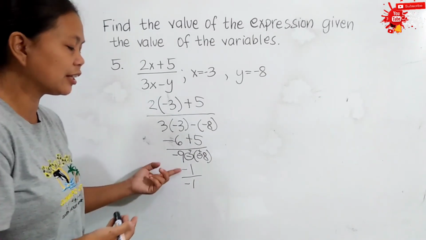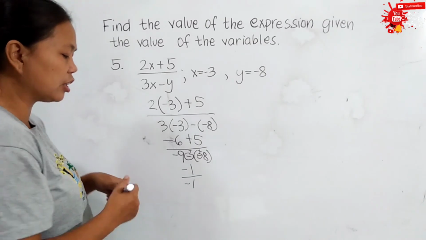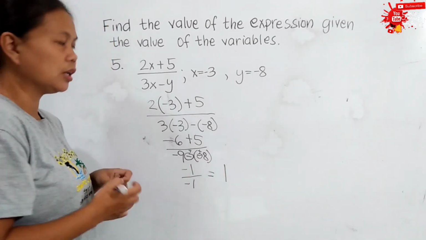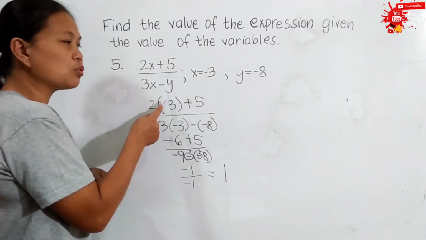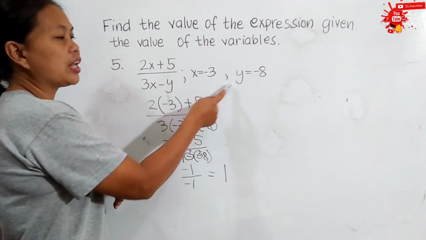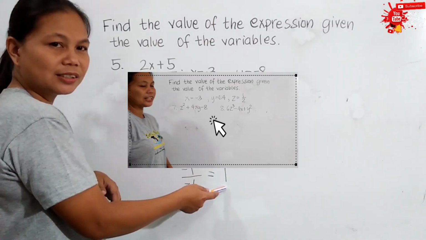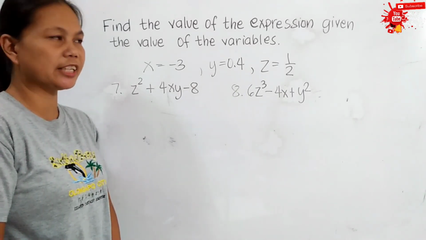And to simplify negative 1 over negative 1, or simply negative 1 divided by negative 1, which is equal to positive 1. So the value of 2x plus 5 all over 3x minus y, if x is negative 3 and y equals negative 8, is 1. Now let us have more examples of evaluation of algebraic expressions.